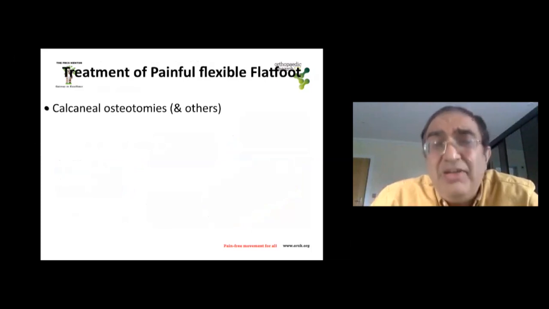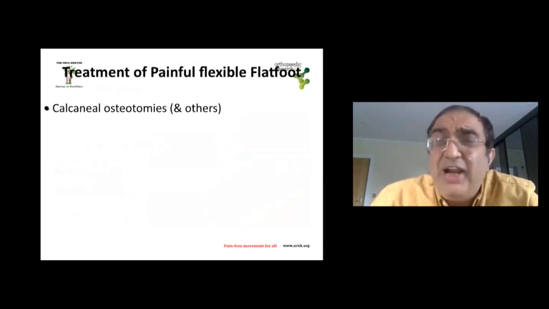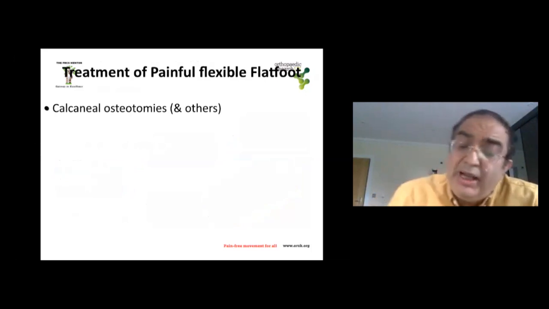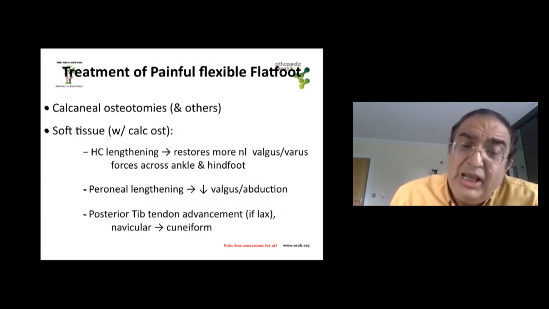Very rarely we have to do them, especially in the black population, because they have quite severe flat feet, which can be painful. And the problem in flat foot is the lateral column is short. So you can do lateral column lengthening. And in addition to that, you do a lot of soft tissue release. You have to release the heel cord or Achilles tendon. You have to advance the tibialis posterior because tibialis posterior is very lax. So you need to tighten it, and you may have to lengthen the peroneal tendons.